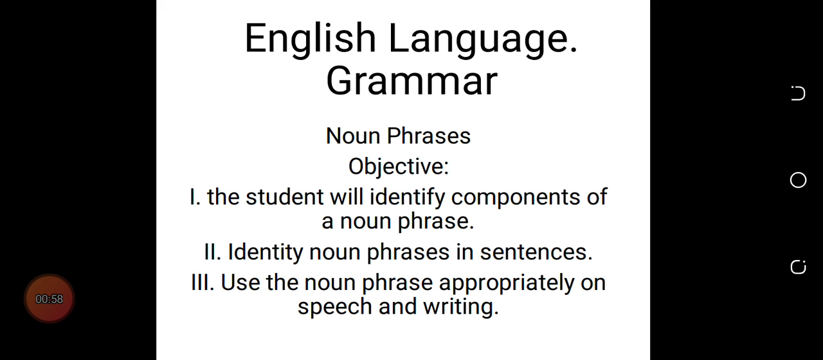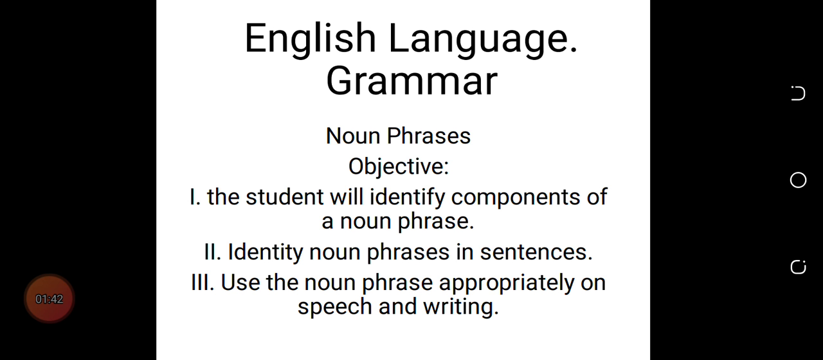Okay, so like I said, there is a need to revisit this topic because some of us could not really get the previous lesson where we were asked to identify noun phrases. So I want us to look at some of the features of a noun phrase, some of the things that qualify a group of words to be known as a noun phrase, so that we will be familiar with it. It will also help us improve our spoken English and written English. I hope that is clear.